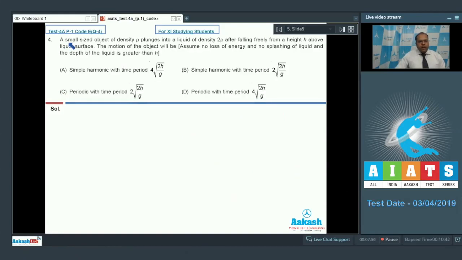In question number 4, a small size object of density ρ plunges into a liquid of density 2ρ after falling freely from a height h above the liquid surface. The motion of the object will be, assume no loss of energy and no splashing of liquid, and the depth of liquid is greater than h. So let's analyze the situation. This is a small ball and its density is ρ, and it is at a height h from the liquid surface, and the density of liquid is given as 2ρ. The time taken by the ball to reach the liquid surface is, let, T1. Then if this height is h, the value of T1 is under root of 2h by g, as the motion is free fall.